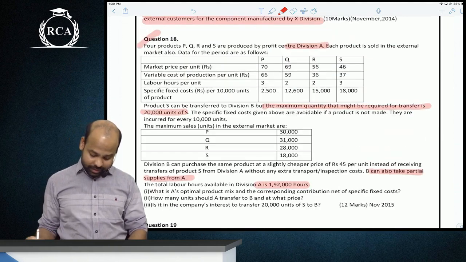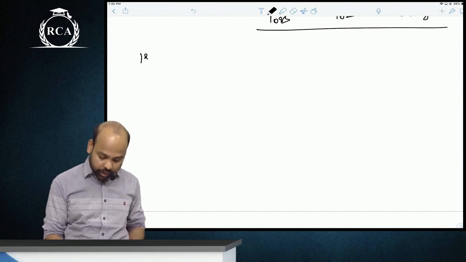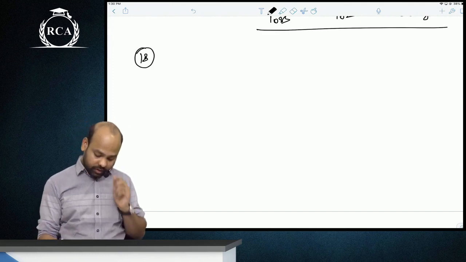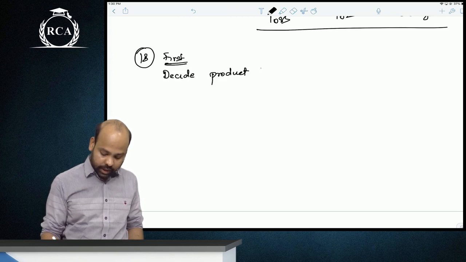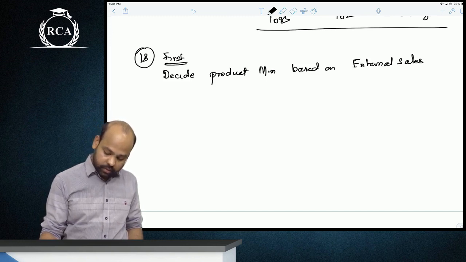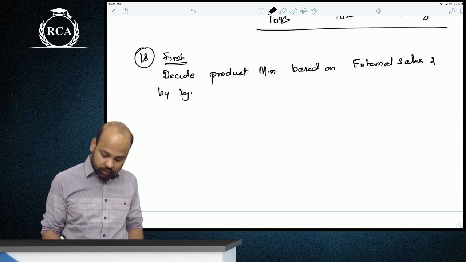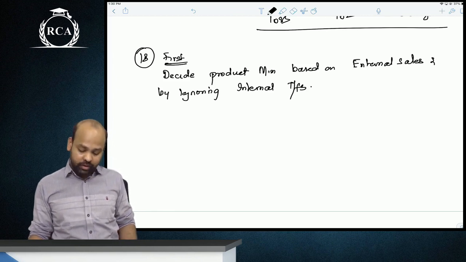Let us first decide the product mix, like how we do in all the other questions. First thing that you have to do is decide product mix based on external sales, and by ignoring internal transfers. Why are we supposed to ignore internal transfers and take it only on the basis of external sales?